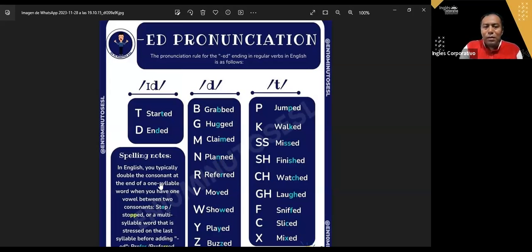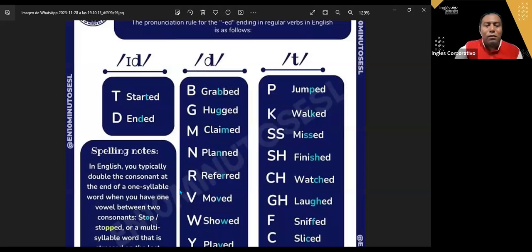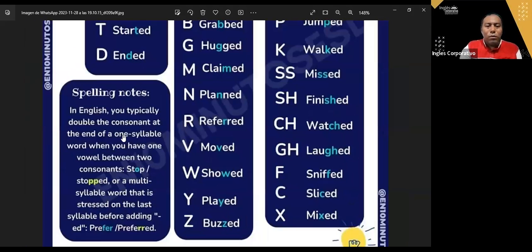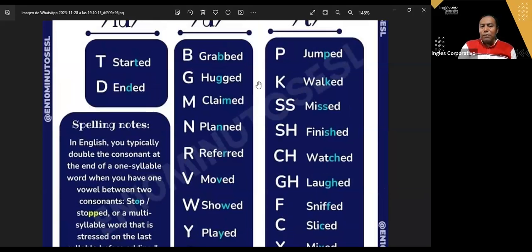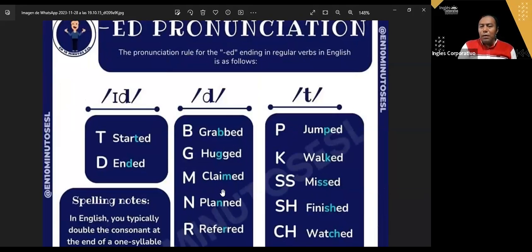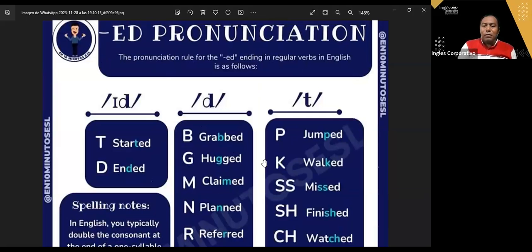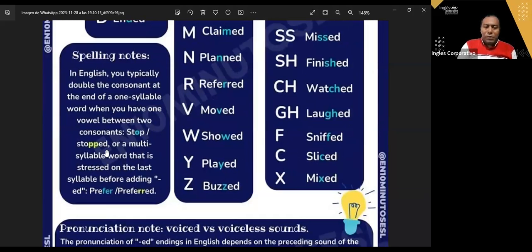Esta imagen ya la tiene, ¿verdad? In English, you typically double the consonant at the end of a one syllable word when you have one vowel between two consonants, ¿verdad? Entonces, cuando termina en consonante, vocal, consonante, le duplicamos la última letra. Stop, stopped. Y la pronunciamos como si fuera una T, porque todo verbo que termina en P va a ser como una T. Stopped. Termina en P, y le duplicamos la última P porque termina en consonante, vocal, consonante.